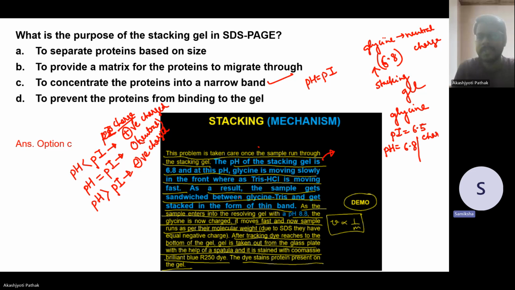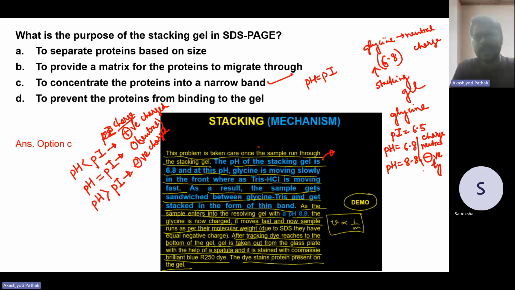At pH 6.8, it will be more or less neutral. That means most of the molecules of glycine will be neutral. But at pH 8.8, all the molecules will be negatively charged. Right? Did you understand this point? Yes, sir. Okay.